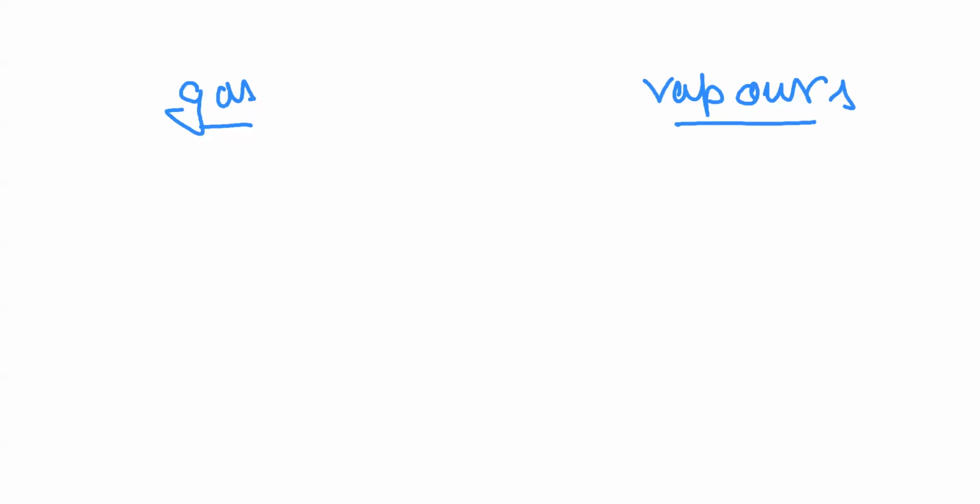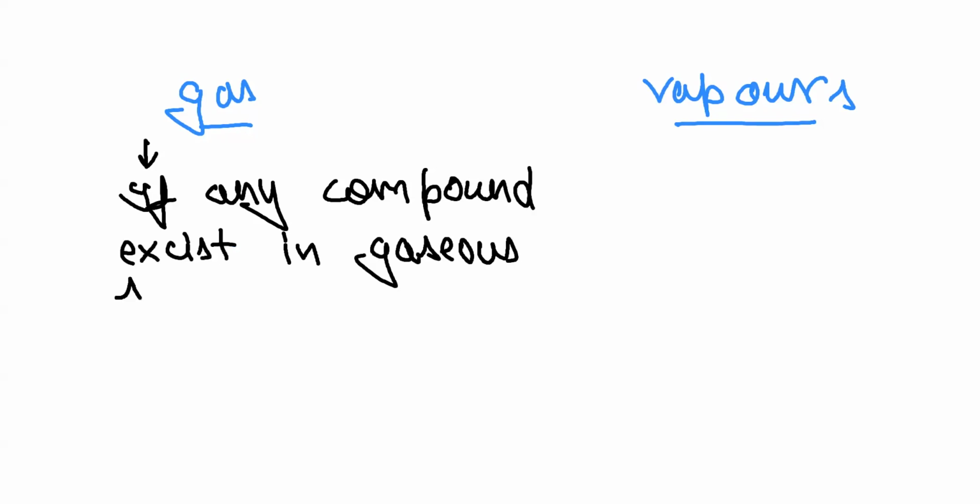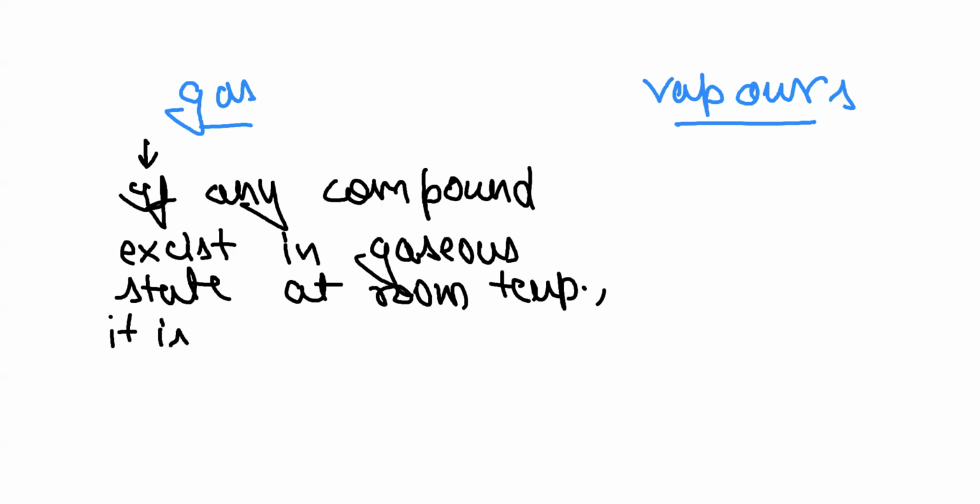Superb. See, I can explain to you. Gas is a state. If any compound exists in gaseous state at room temperature, 25 degrees, it is called gas. Clear? Yes, sir.